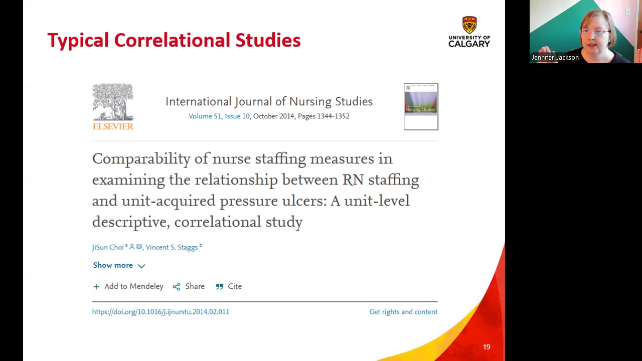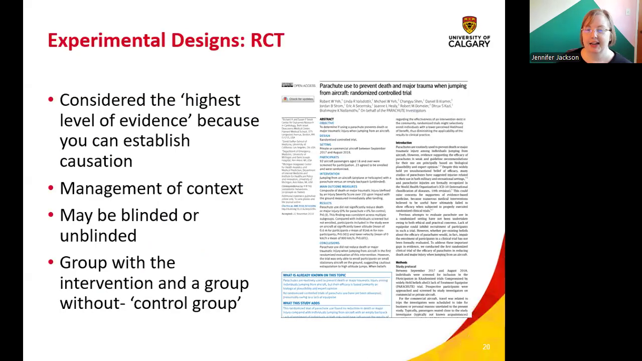So this is the end of our green right-hand path on that diagram. Now we're going to the blue left-hand path. We're going to switch gears and we're talking about experiments. Ooh, cue mad scientist music. So experiments are considered the highest level of evidence because we can establish causation. We know A causes B.